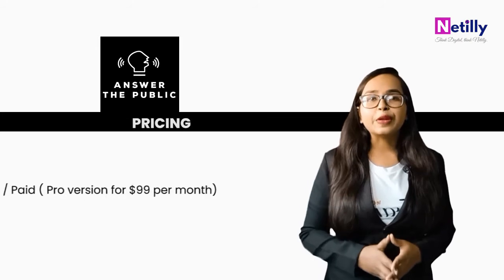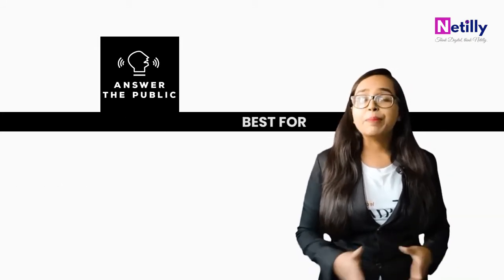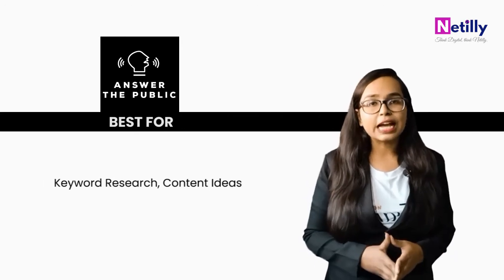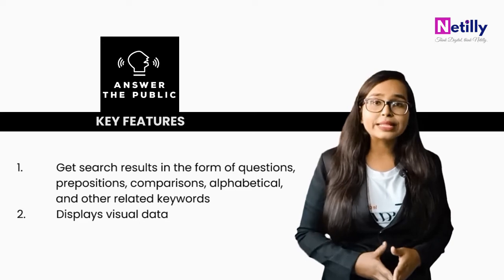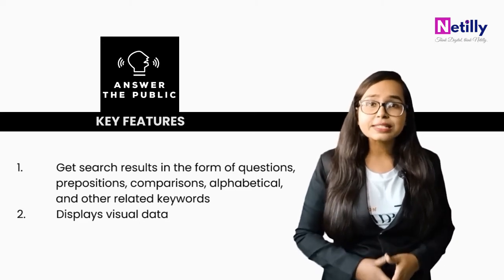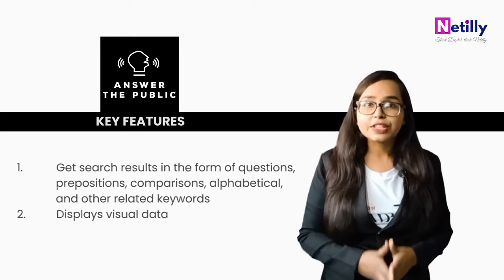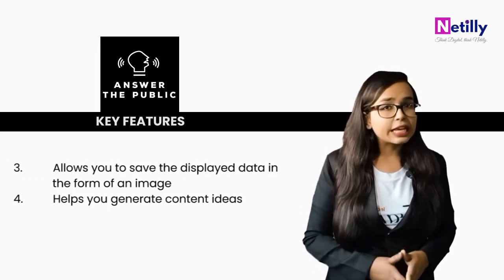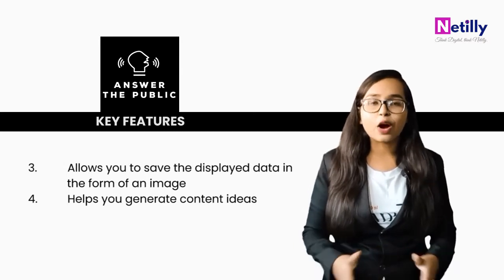It comes with free and paid plans. Pro version for $99 per month. Best for keyword research, content ideas. Key features: get search results in the form of questions, prepositions, comparisons, alphabetical and other related keywords. Displays visual data. Allows you to save the display data in the form of an image. Helps you generate content ideas.